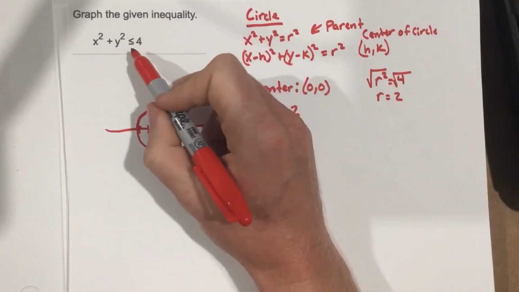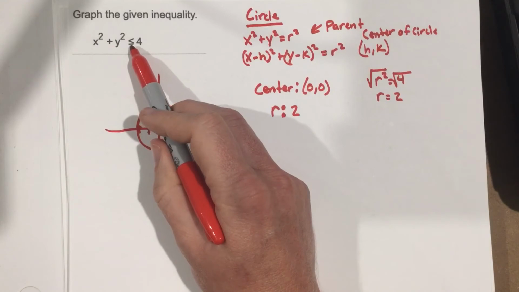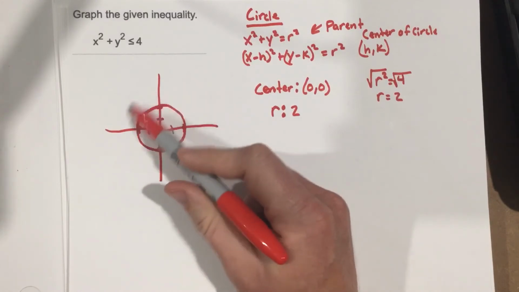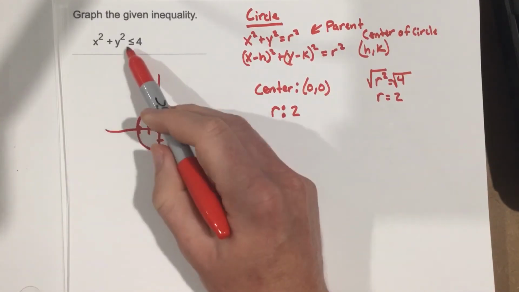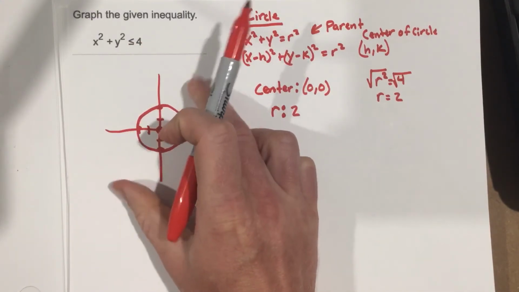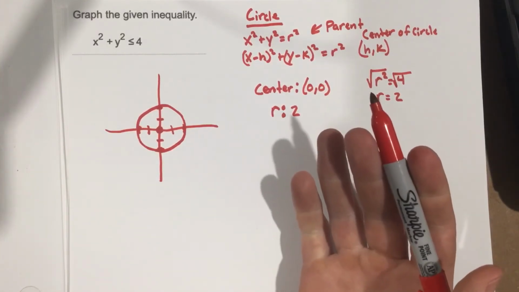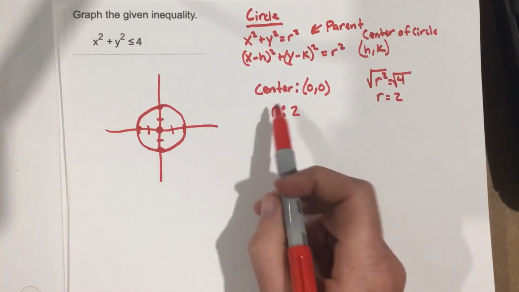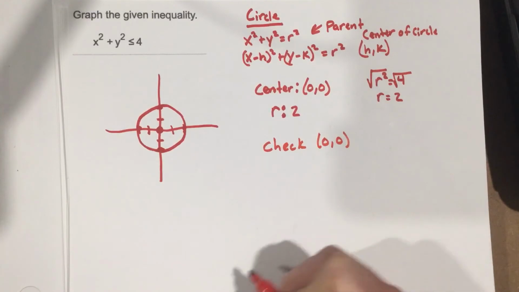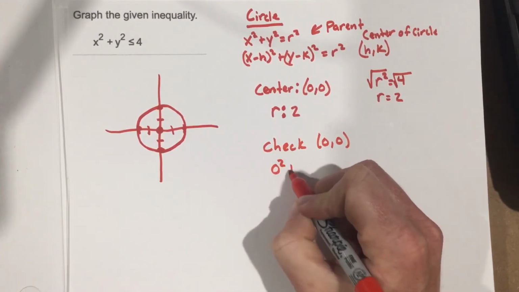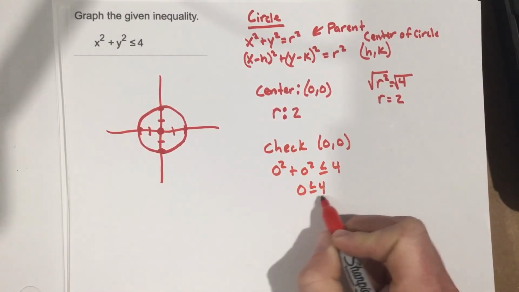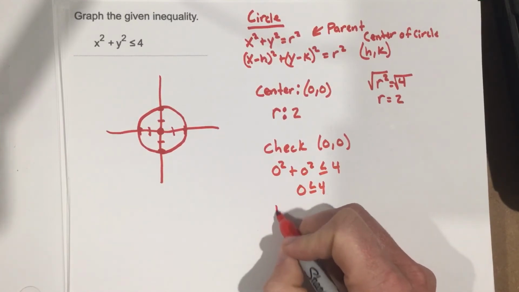The last part is to look at your inequality sign and determine, do I want to shade inside the circle or outside the circle? Less than or equal to is telling you that you're inside the circle, whereas greater than or equal to would tell you that you're outside the circle. We can check this by checking 0, 0. Just like with other inequalities, we check 0, 0 and see if it makes sense. So we have 0 squared plus 0 squared less than or equal to 4. That's 0 less than or equal to 4. 0 is smaller than 4, so this is true.